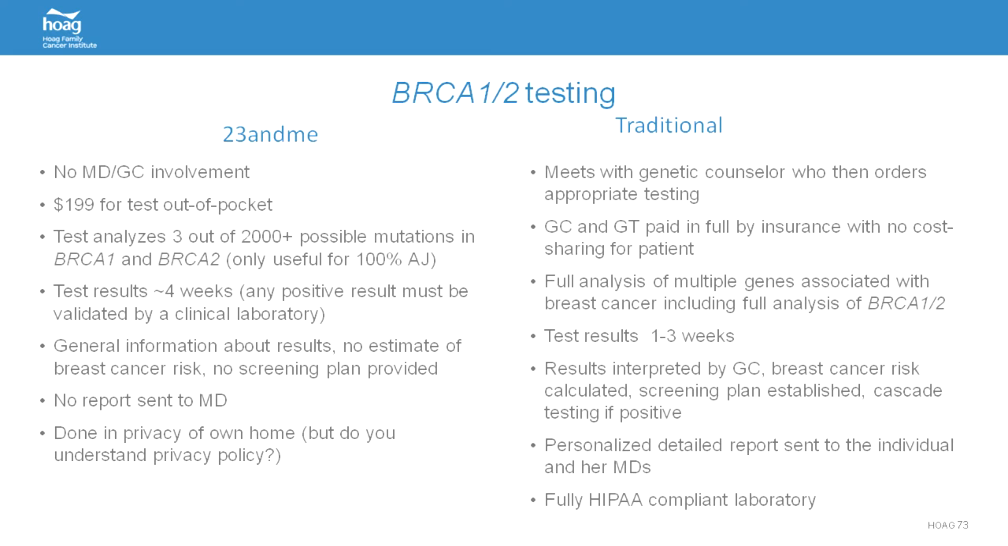We would have requested full analysis of multiple genes associated with breast cancer, including full analysis of BRCA1 and 2, not just the 3 Jewish mutations. Test results take 1 to 3 weeks. Results are interpreted by the genetic counselor. Breast cancer risk is calculated, a screening plan is established, and if a mutation is found, we would arrange for cascade testing. That's testing for family members who would be at risk to carry the same gene mutation.